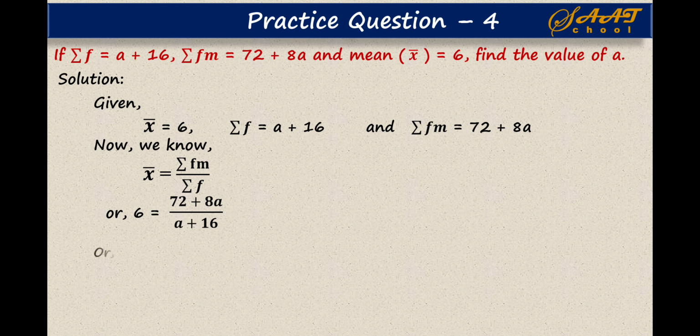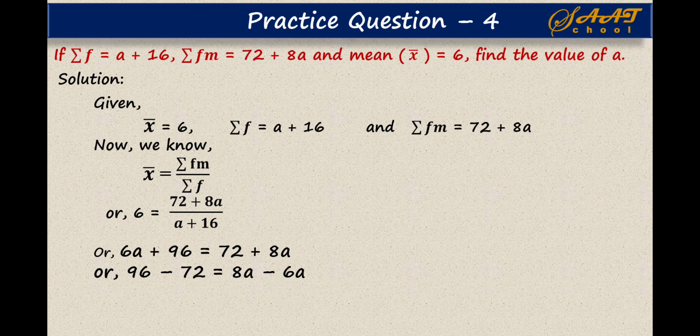If you cross multiply, that is 6a plus 96 equals 72 plus 8a. And finally, if you subtract 96 and 72, then 8a minus 6a, which is twice a, equals 24, and finally the value of a is equal to 12.